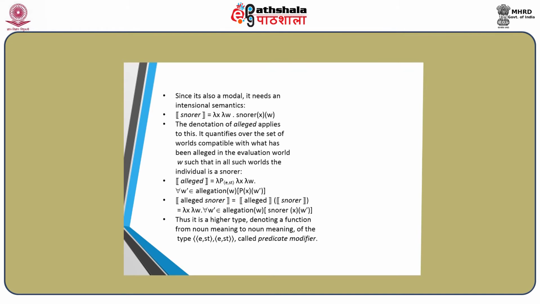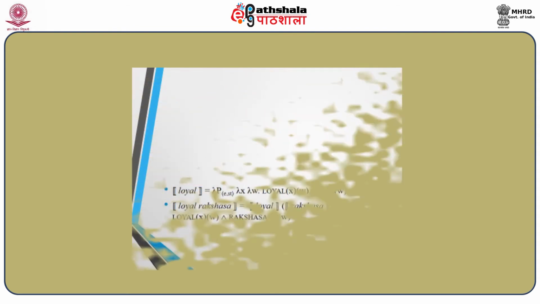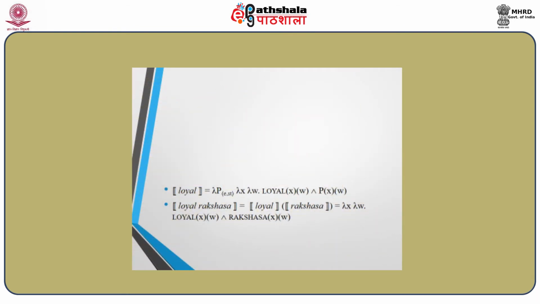Thus, it is a higher type denoting a function from noun meaning to noun meaning of the type <e,t>, called predicate modifier. For the sake of uniformity, some analyses consider an intersective adjective as not a predicate but also a predicate modifier. Okay. This is given in the formula that you just see.